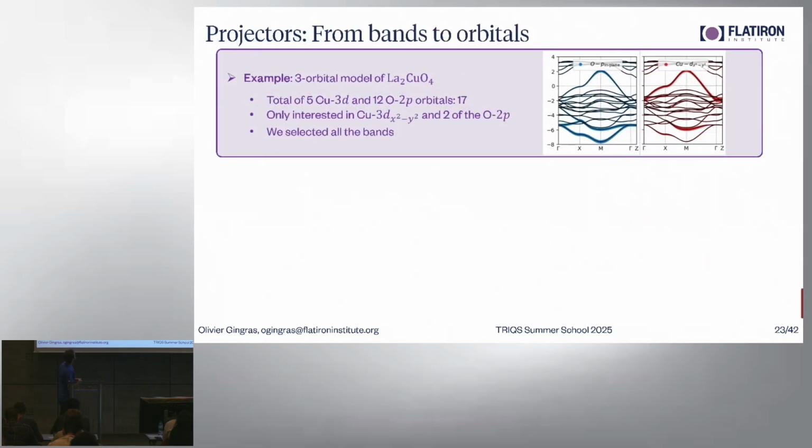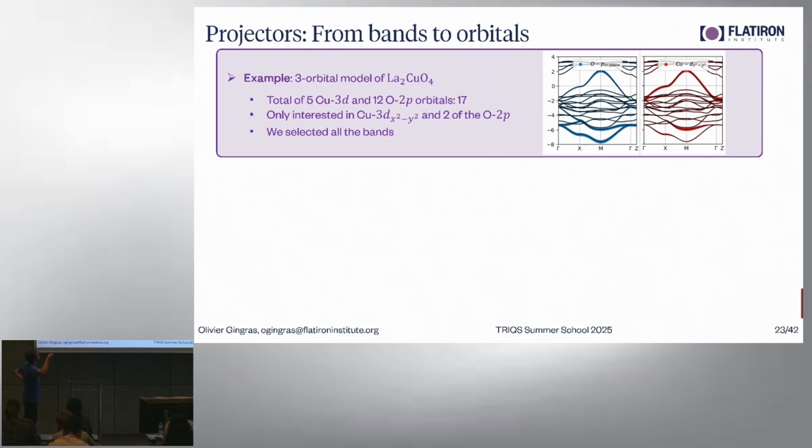All right. Okay, so now we selected our orbitals, we constructed them, and now what do we do with them? We actually use them to construct these projectors. So the projectors allow you to go from bands to orbitals, and then orbitals to bands. So we're going back to this lanthanum copper oxide material that I showed before. And here, for the purpose of this example, I'm just going to treat the 3-band model, where I have 2 oxygens and 1 copper orbital.